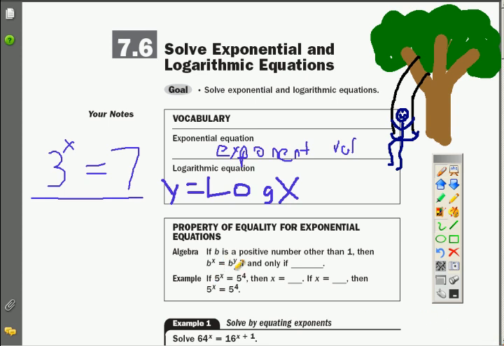When we talk about the properties of equality for exponential equations, if b is a positive number other than 1, and if b to the x equals b to the y, that's true only if x equals y. And therefore, if 5 to the x equals 5 to the 4, then x must equal 4. And if x equals 4, then this must be true, if and only if. You get the point there, I hope.